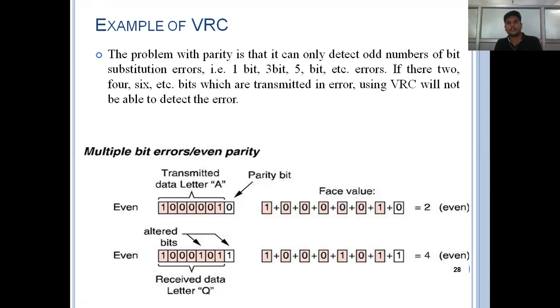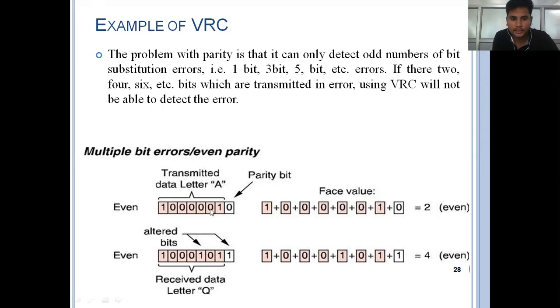If an error occurs in the first bit, it identifies it. If the error occurs at the third bit, it identifies it. If the error occurs at the fifth bit, it identifies it. But it doesn't identify errors occurring at even numbers. That is the main disadvantage of this vertical redundancy check. The best example is given here: using vertical redundancy check, we will not be able to detect errors of even numbers. Multiple bit errors are the even parity case. So this is the even parity.